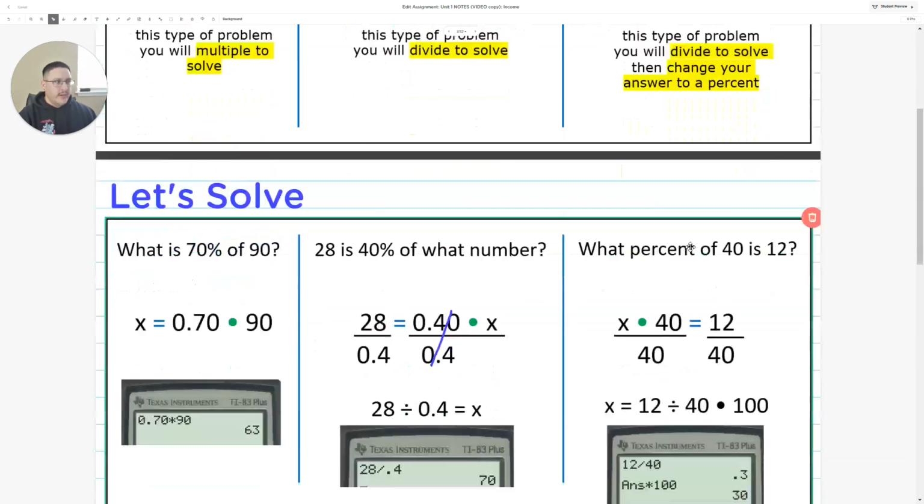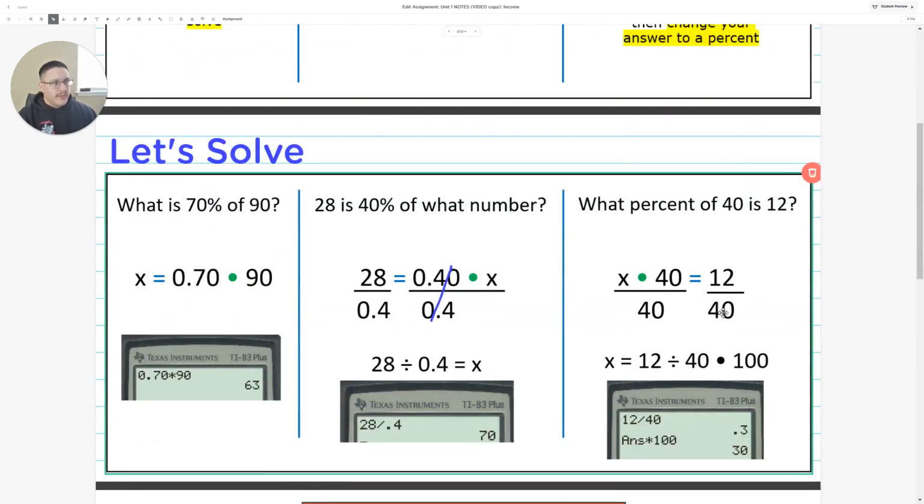So again, here's our setup, and here's how we do it. 12 divided by 40, and then whatever our result is, times 100. 30% is our final answer for that.